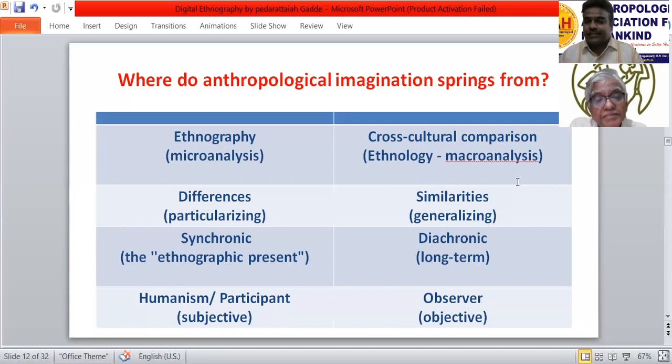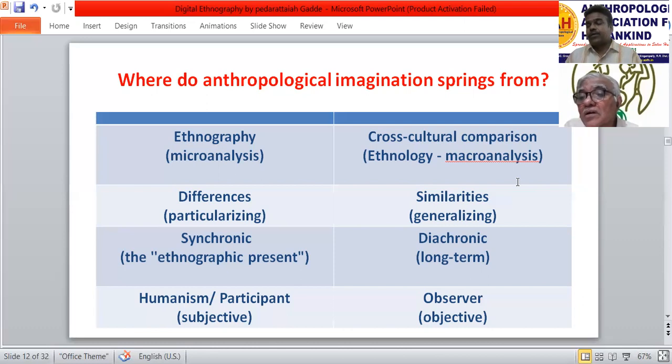So synchronic, the ethnographic present, and diachronic, the historical, long-term perspective. We bring the present and the historical context together so that we can have a comprehensive picture of the local culture and human behavior. And the humanism, the participant: we participate as humans. We study humans. We are human beings, not machines. We participate as humans to study humans and to bring out the local interpretations.